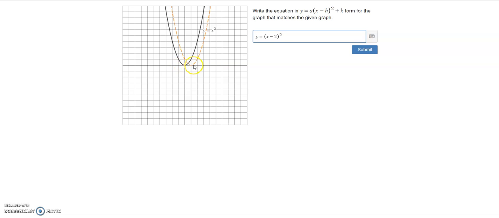Because the parabola is only moving to the right, I'm only going to adjust my H. Oops, I only want to go one step, not two steps. All right, one step. There we go.